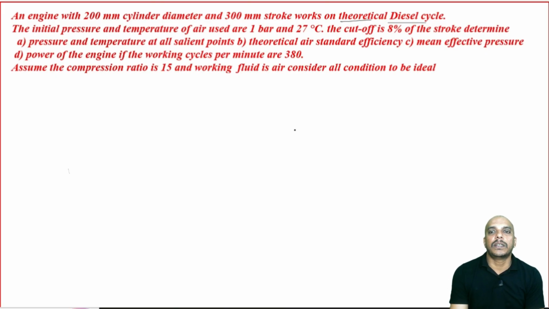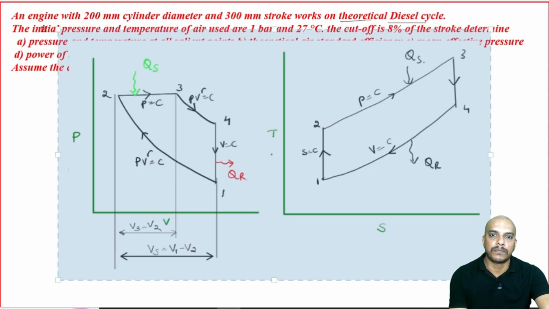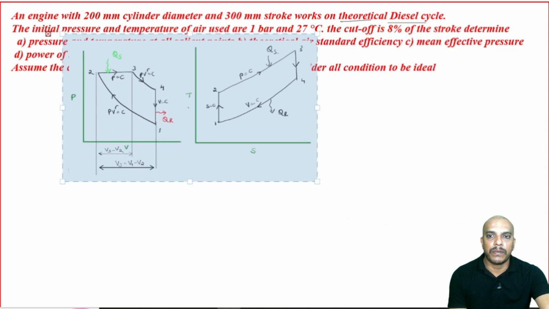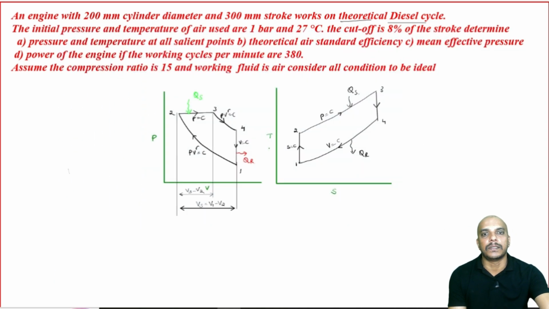An engine with 200 mm cylinder diameter and 300 mm stroke works on a theoretical diesel cycle. The moment I see that this is a problem of diesel cycle, I would first write the PV and TS diagram. Okay, so this is our PV and TS diagram for a diesel engine.